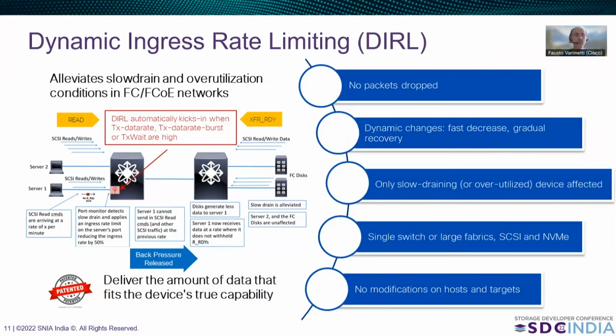It works independent of topology. You can have ISLs, or a single switch with no ISLs, and any protocol like SCSI or NVMe over Fibre Channel. This dynamic ingress rate limiting solution works in all cases, and no modification is required on hosts and targets.